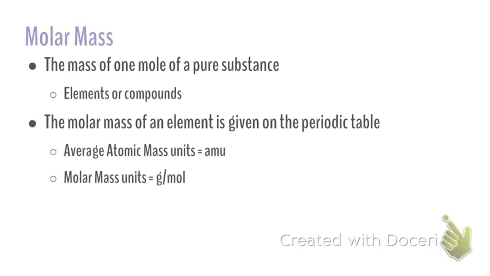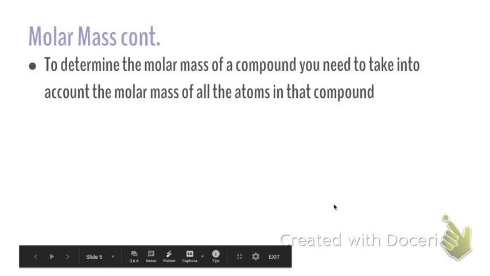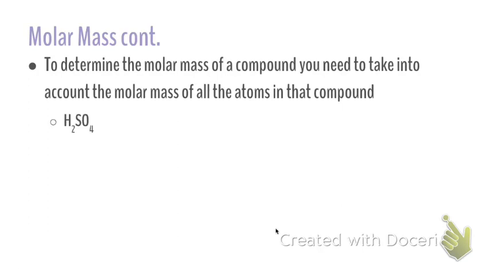So, for example, carbon has a molar mass of 12. You could say it's 12 AMU because a carbon atom actually weighs 12. Or you could say 12 grams because a whole mole of carbon would weigh 12 as well. Molar mass of a compound means we need to take into consideration the molar mass of all the elements in the compound. So we're just going to do some practice with these.